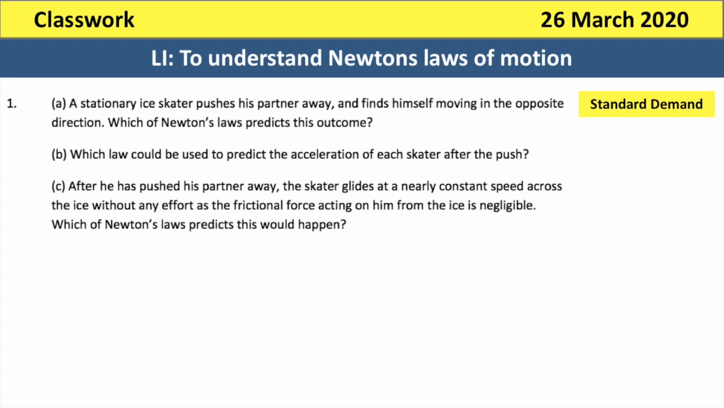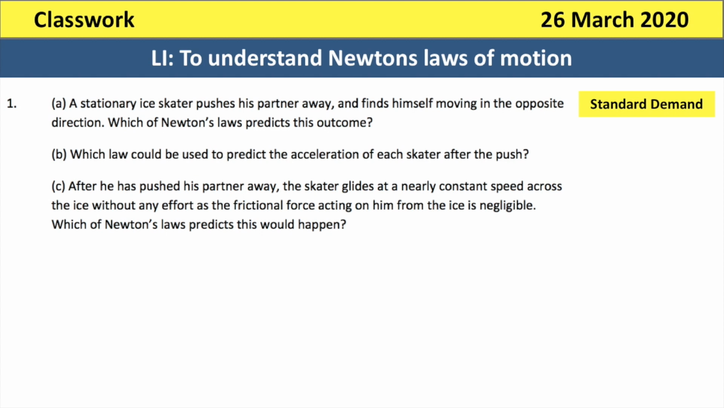Standard demand begins by asking us to identify each of Newton's laws in action. So we've got a stationary ice skater who pushes his partner away and finds himself moving in the opposite direction. Which of Newton's laws predicts this outcome? Well, that would be Newton's third law, because if the ice skater has put a force on his partner, then his partner puts an equal force on the first ice skater in the opposite direction, which means he will move away, of course, in the opposite direction. So the answer to 1A is Newton's third law.